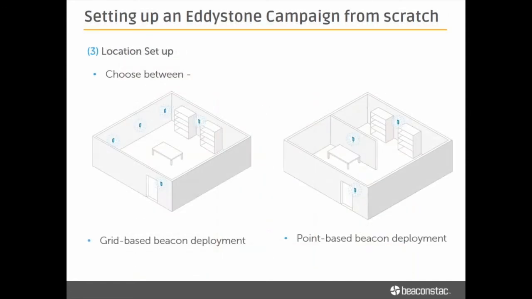The next step obviously would be to choose a location and to set it up according to your use case. You could either choose between grid-based beacon deployment or point-based beacon deployment. In case of a grid-based beacon deployment, you set up beacons according to your assumption of how a customer will move through the store. This kind of deployment is useful in cases such as in-store navigation. Whereas in a point-based beacon deployment, you place beacons according to the products that are placed inside your store or where you want to engage customers most.